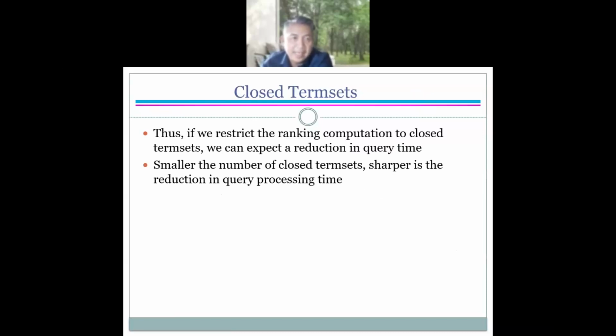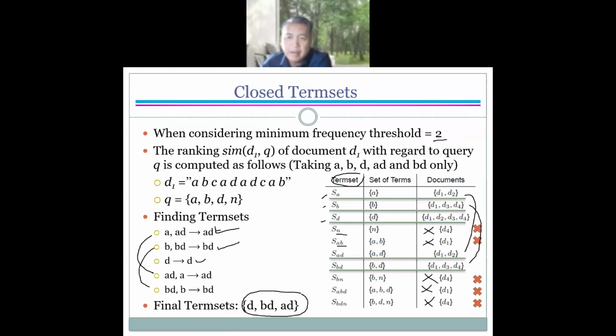Last slide. Thus, if we restrict the ranking computation to closed term set, we can expect the reduction in query time. So less number of calculations. But first, you must identify which one is the frequent term set first, and then you further reduce into closed term set. So that's how we reduce the cost of computation.